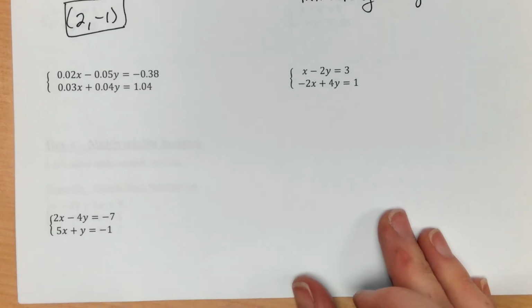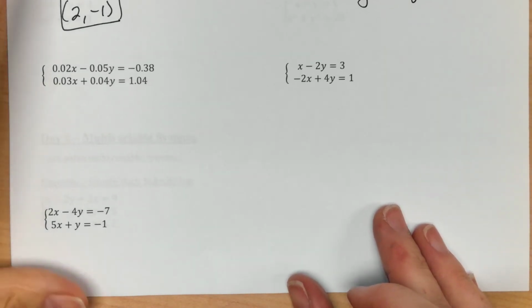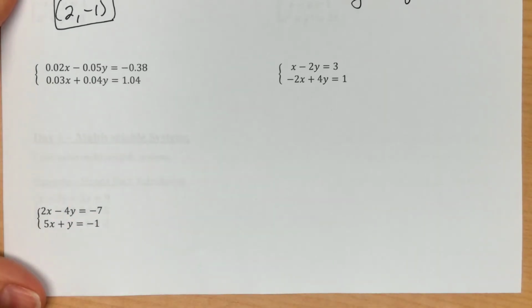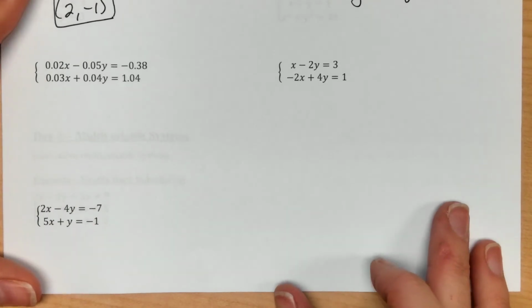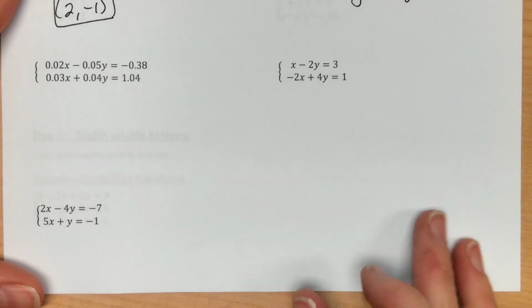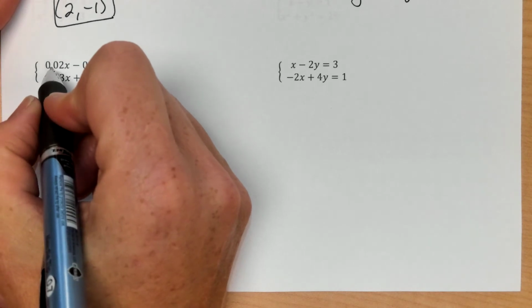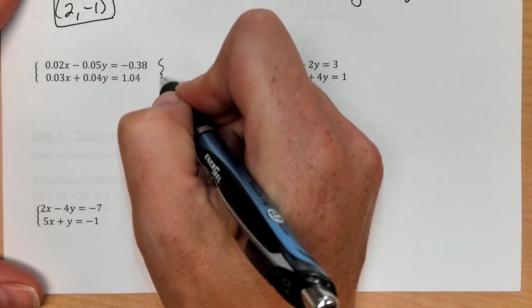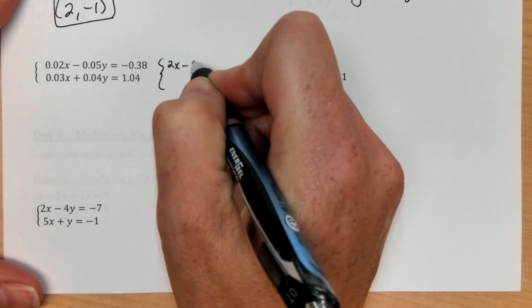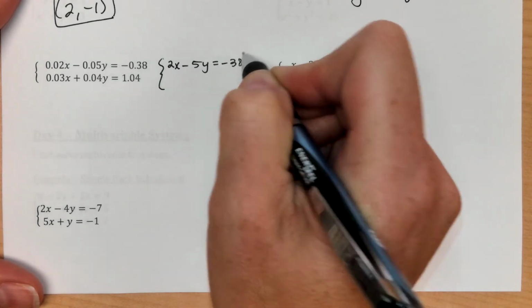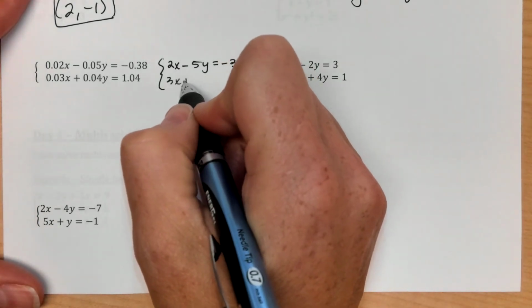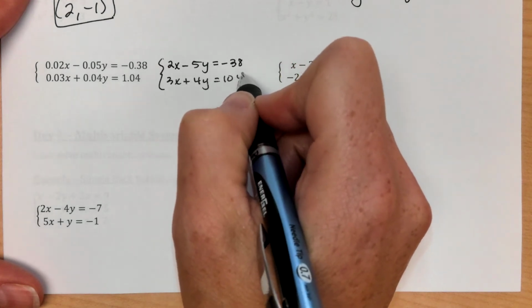Next up, ooh, lots of decimals. But like we did in the last lesson, if you don't like the decimals, you can actually get rid of them. Just decide on how many decimal places you want to move, and then just make sure you move them all that amount. So we're going to multiply by 100 and move everybody's decimal place over 2 spots. So this will be 2x minus 5y equals negative 38. And this is 3x plus 4y equals 104.